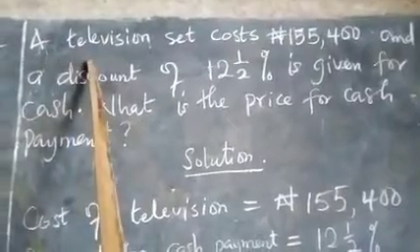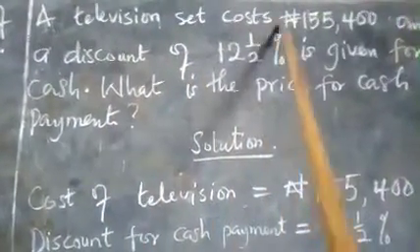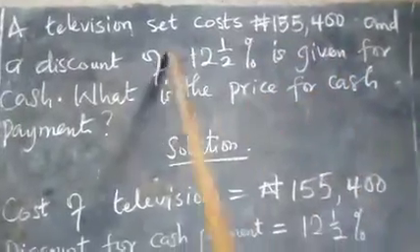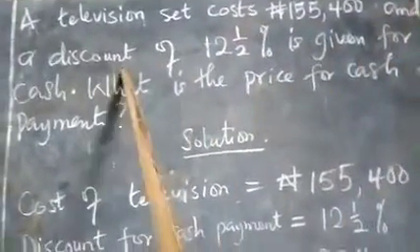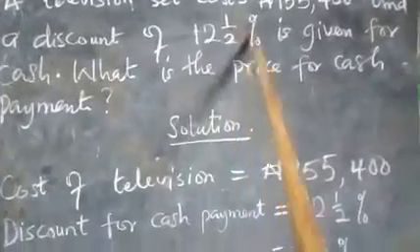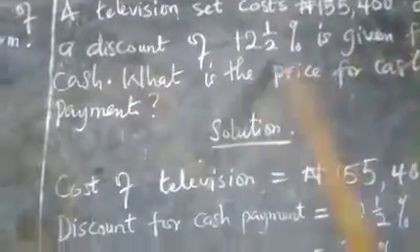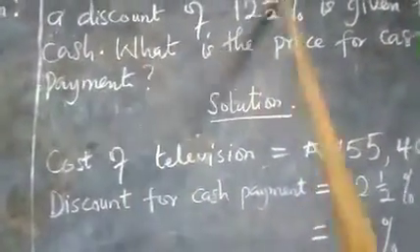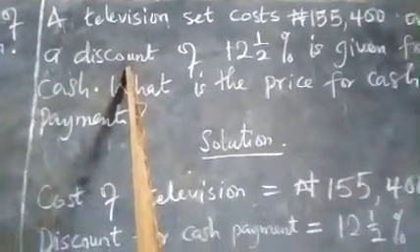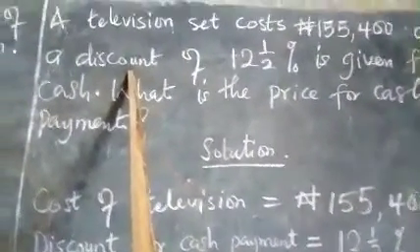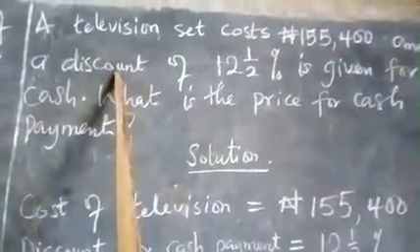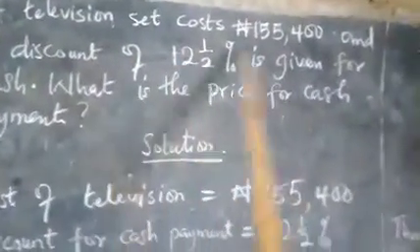The question says a television set costs 155,400, that is the cost of a television, and a discount of 12.5% is given for cash. What does this mean? Discount means the money given to the buyer, like a bonus, that okay, take this out of the money you are supposed to pay. So the discount is for cash payment.